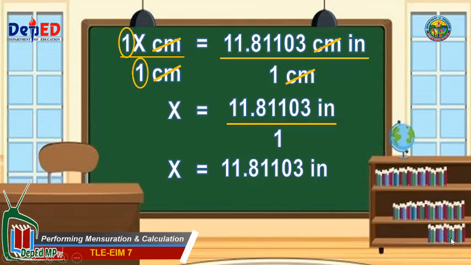What does x is equal to 11.81103 inches mean? It means now that the value of 30 centimeters in inches is 11.81103 inches. Did you get that now? I hope you are able now to solve on your own.